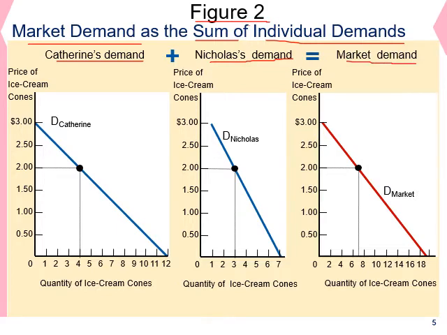For instance, at the price of $2, Catherine purchases 4 cones of ice cream. At the same price of $2, Nicola purchases 3 cones of ice cream. Therefore, the market demand at $2 will be 4 plus 3, which is 7 cones of ice cream. So 7 cones of ice cream will be the market demand for ice cream.